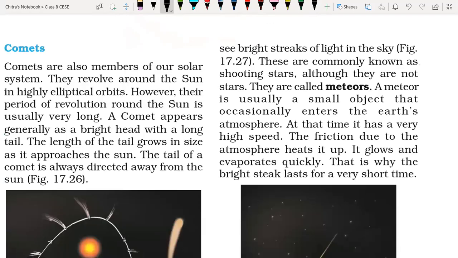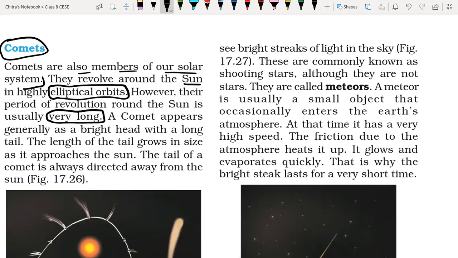Okay, the next object we have is comets. What are comets? Comets are also members of our solar system. They revolve around the sun in a highly elliptical orbit, like planets also, but they are very small. However, their period of revolution around the sun is usually very long, because their elliptical orbit is very large, with a shape like this. That's why they take a very long period to complete their revolution around the sun.